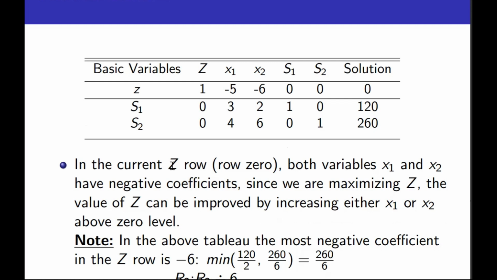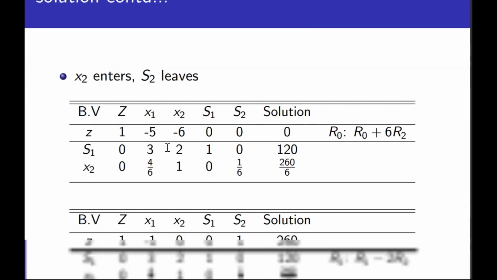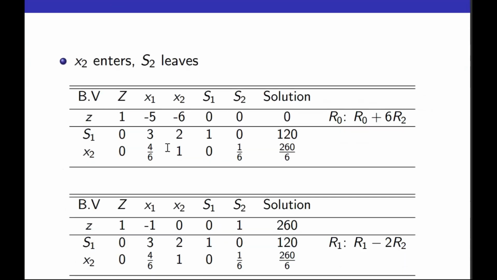In the current z row, both variables x1 and x2 have negative coefficients. Since we are maximizing z, the value of z can be improved by increasing either x1 or x2 above the 0 level. In the tableau, the most negative coefficient in the z row is −6. So the minimum ratio is the minimum of 120 divided by 2 and 260 divided by 6. We get that the minimum is 260 divided by 6. So the new tableau is given by x2 entering and s2 leaving.